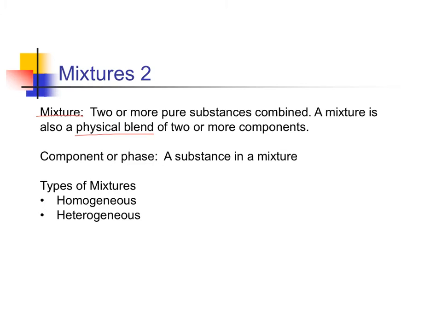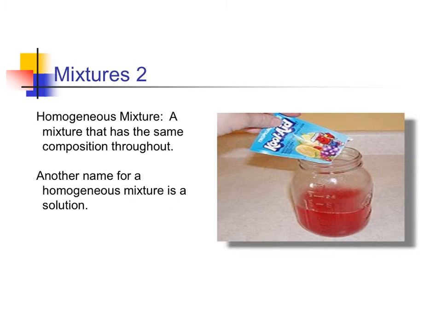So we're going to go over those parts, and how they're the parts that break down a mixture: the components or phases or substances inside a mixture. And we'll look at each one of these types of mixtures individually as we go through. A homogeneous mixture is a mixture that is the same throughout. Solutions are great examples of a homogeneous mixture.